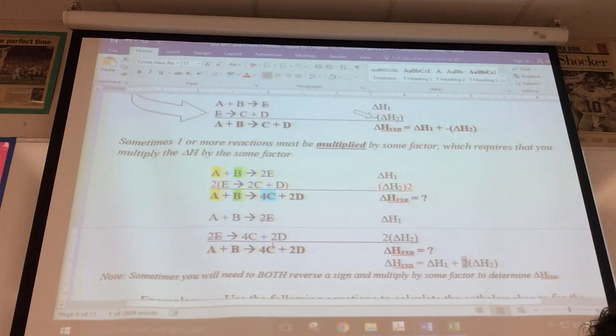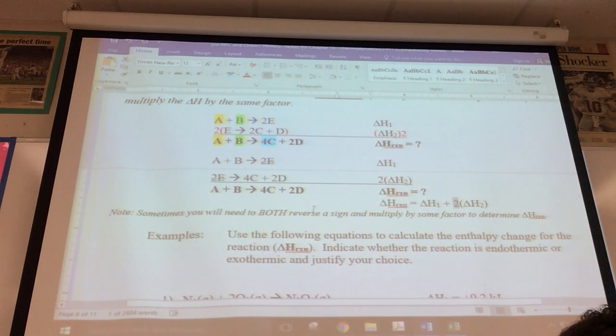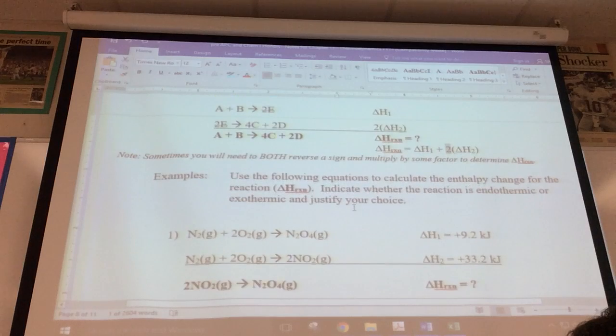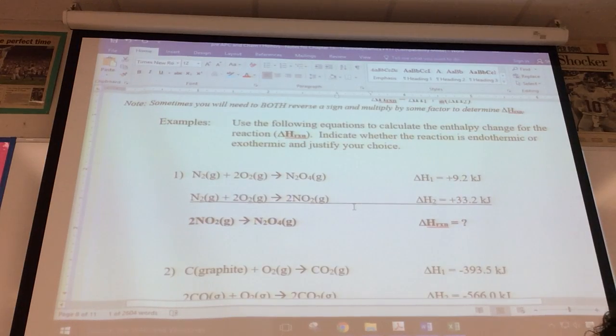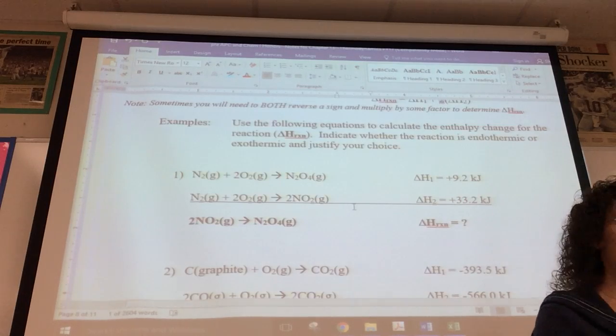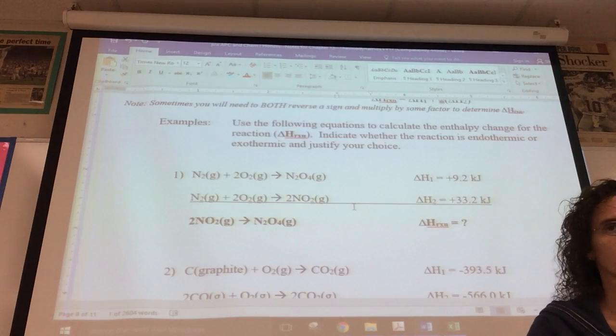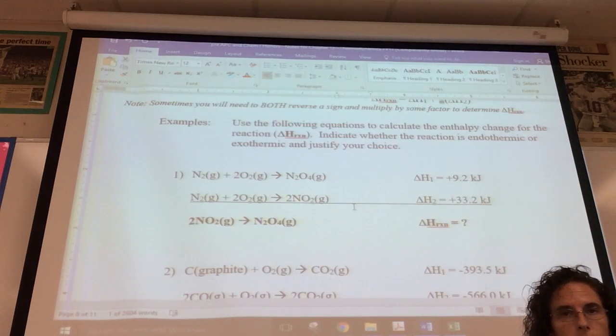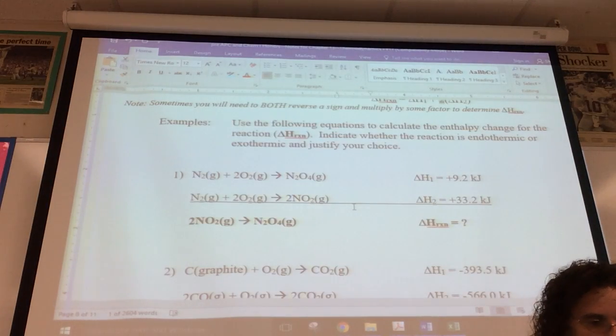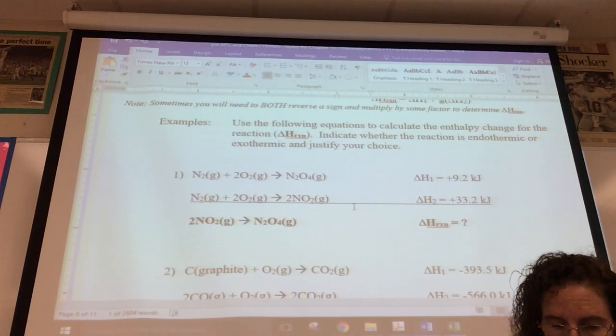Are you with me so far? Does it look awful? Nah. Sometimes you'll need to both reverse the sign and multiply by some factor, and we'll take a look at all types of examples here. We're going to walk through these 4 together, and then you're going to have a lot of time to practice and master Hess's law. Okay? So far, so good? Alrighty. So I've got this here.